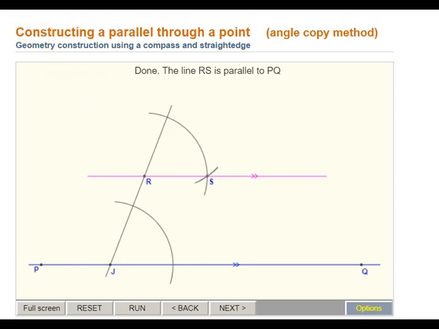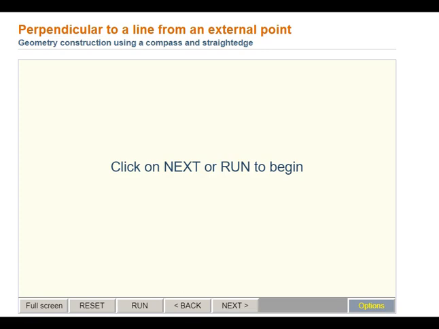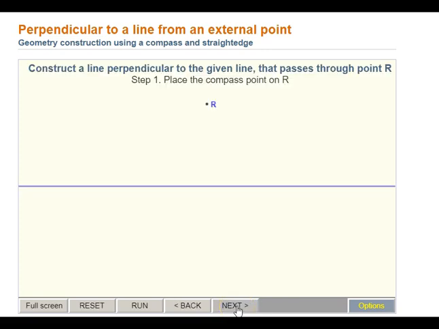Our next construction, construction 7, is a perpendicular line through a point. This is what your drawing should look like when it's finished. And let's check out the animation. So, perpendicular to a line from an external point. Construct a line perpendicular to the given line that passes through point R.